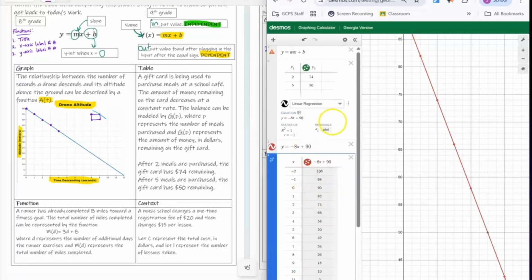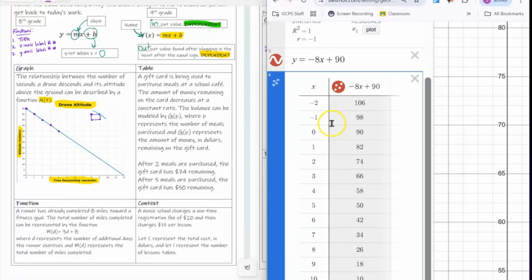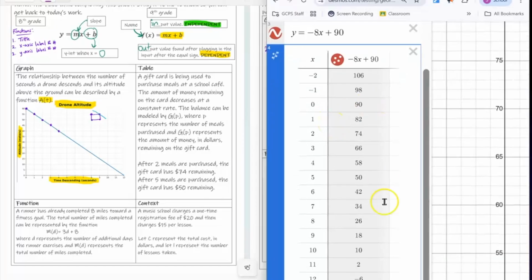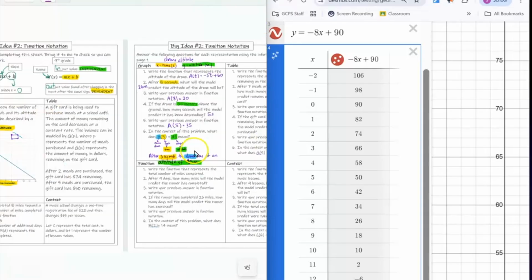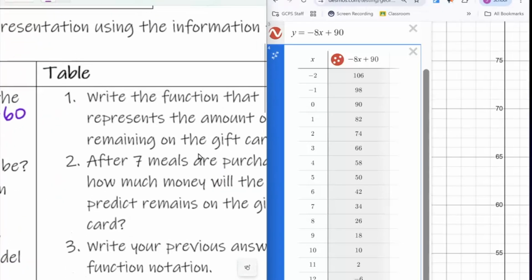Now I have everything I need to answer the question. I no longer need to see that. I just need to see this equation and the table. All right, so boom. I just need to now remember what the title is, my X and my Y, which it tells here: the balance G of P. So a gift card is my title. The balance G of P is my Y, and then P, because that's my input, which represents the meals purchased, is my X. So I'm going to come and write down that information here.